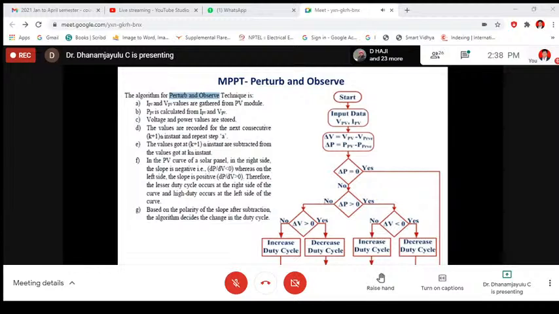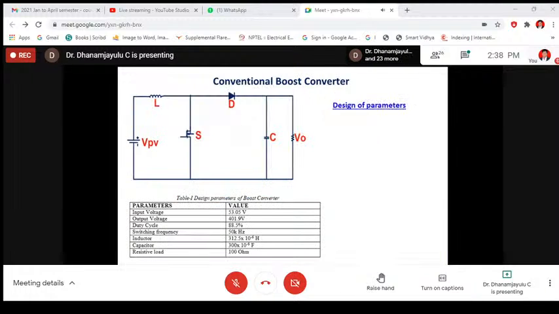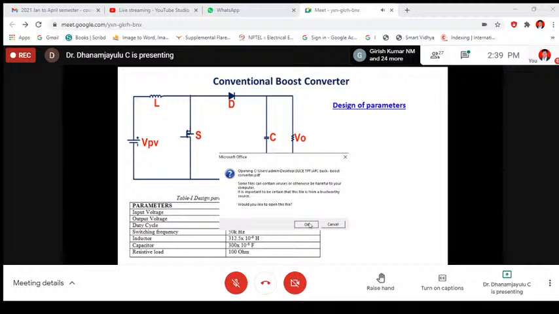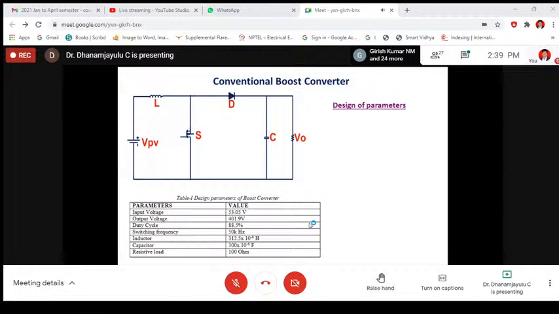When it comes to the conventional boost converter, this is a simple boost converter. It consists of one inductor, one switch, and one diode. I think you can have the design equations, so I am going to show them to you. Are you able to see one more slide? Yes. So this is the boost converter design.